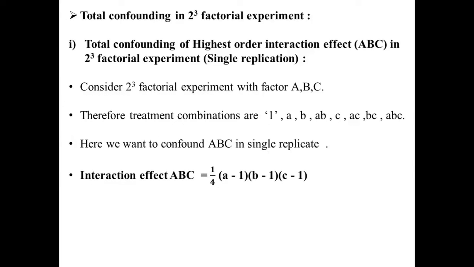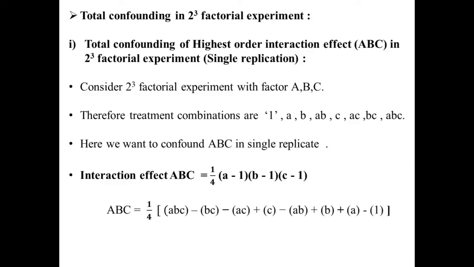So first write down the formula for interaction effect ABC, which we have already discussed. The interaction effect ABC is 1/4 (a minus 1)(b minus 1)(c minus 1). Simplifying these 3 brackets, we get ABC equals 1/4 [treatment mean for ABC minus BC minus AC plus C minus AB plus B plus A minus 1].